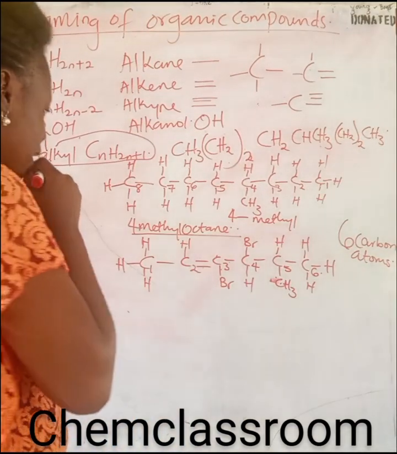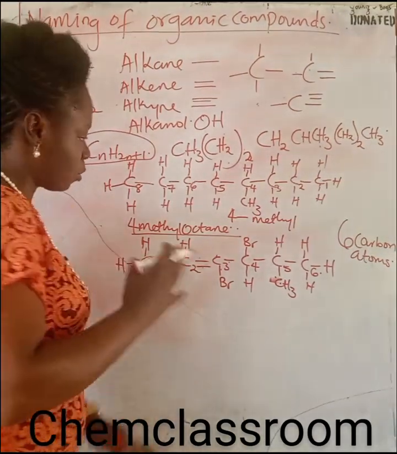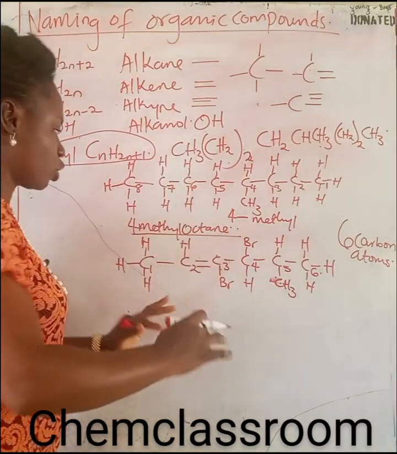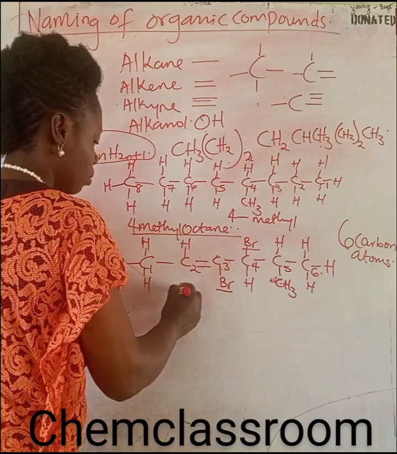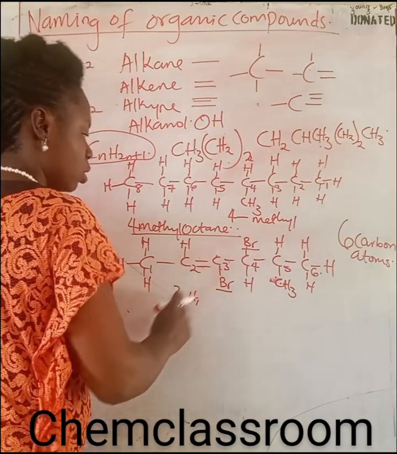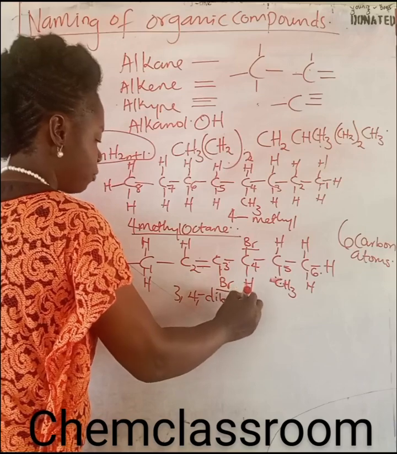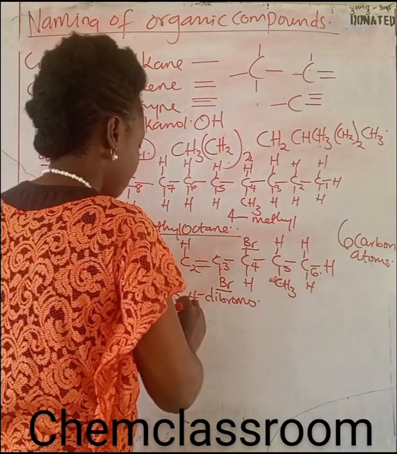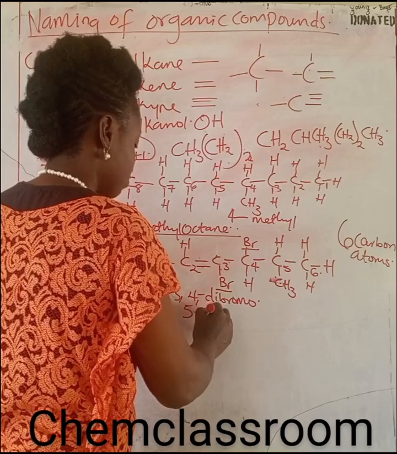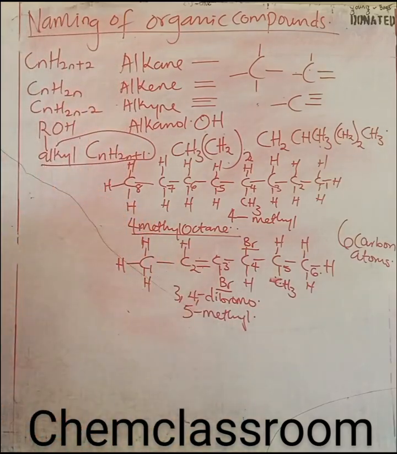So what else am I going to look out for? I'm going to check what other substituents I have on the structure. I have bromine here, I have bromine here. So on carbons 3 and 4 I have bromo, so I'm going to say 3,4-dibromo, because I have 2 bromine atoms. Then on carbon 5, I have methyl.